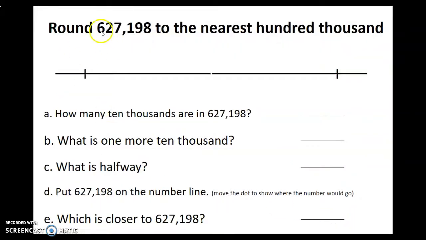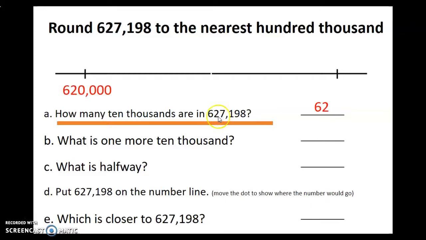Let's try one more. We're going to round 627,119 to the nearest 10,000. Sorry, ignore that part. How many 10,000s are in 627,198? We're going to look at that 10,000s place value, the 2. We're going to include the 2 and everything in front of it. So there are 62 10,000s. We write its value on the number line.